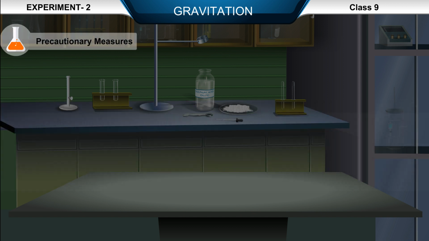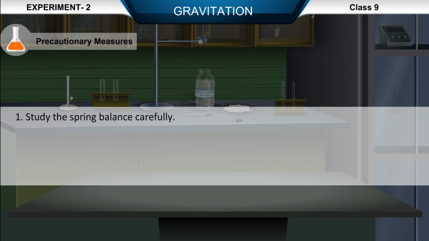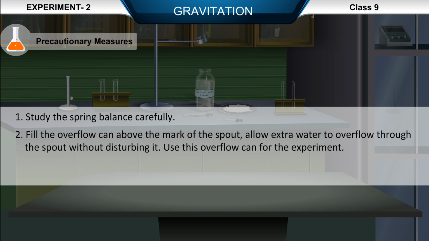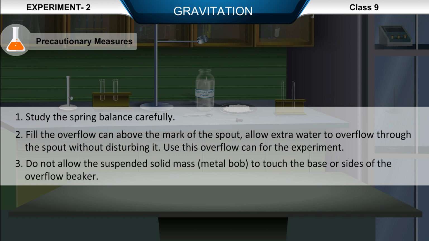Precautionary measures. 1. Study the spring balance carefully. 2. Fill the overflow can above the mark of the spout. Allow extra water to overflow through the spout without disturbing it. Use this overflow can for the experiment. 3. Do not allow the suspended solid metal bob to touch the base or sides of the overflow beaker.